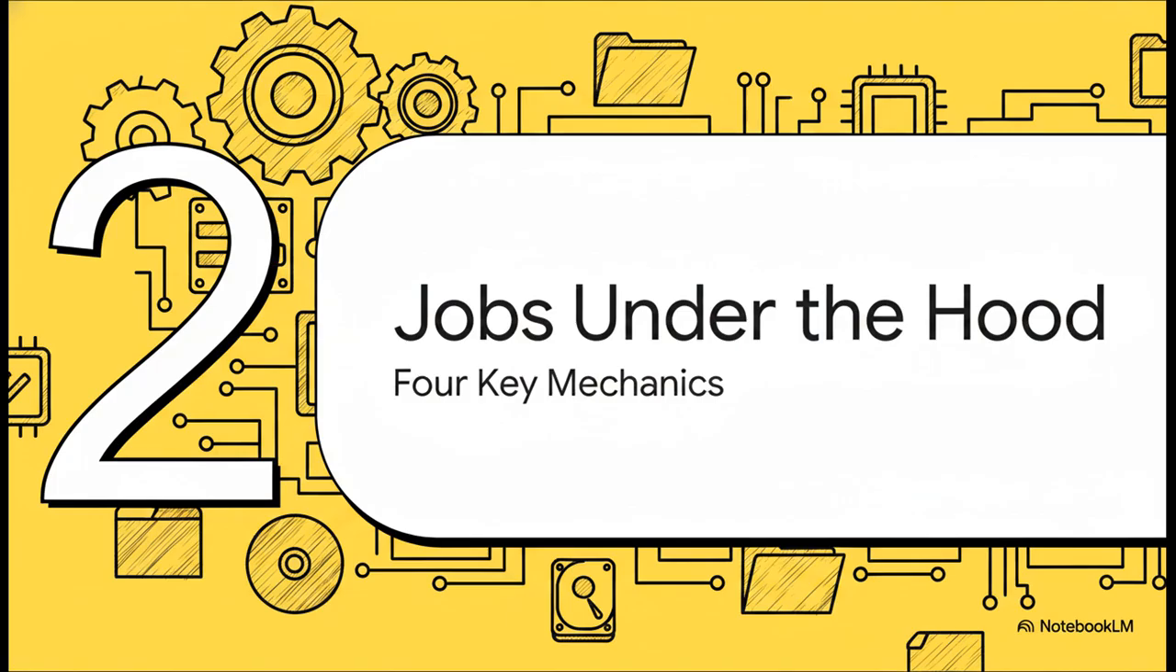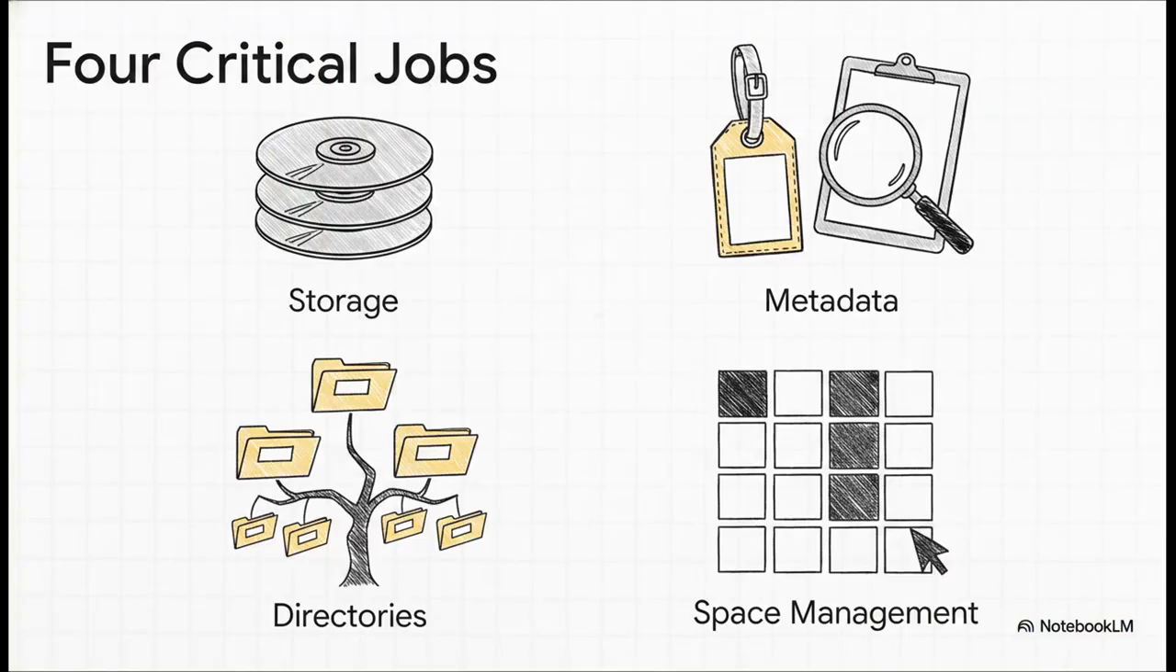Moving right along to Section 2. 4 jobs under the hood. So what does this actually do? Well, a file system is essentially juggling 4 critical jobs all at once. First is storage. It physically decides which specific blocks on the disk hold the actual pieces of your file. Second is metadata. It acts as a detailed record keeper, tracking the file's name, its exact size, when it was created, and who actually has permission to open it.